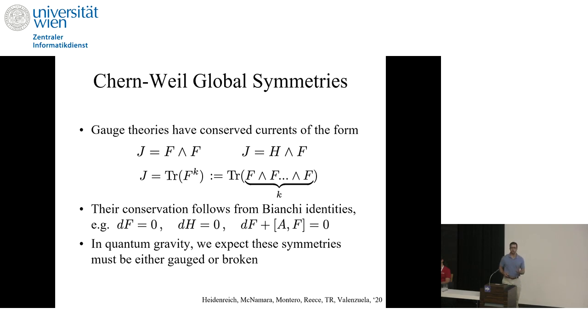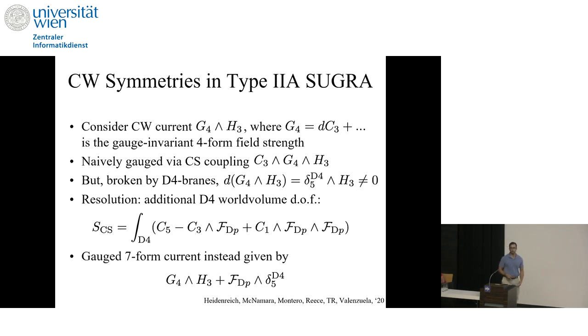Chern-Weil symmetries are characterized by the property that their conserved Noether currents are given by wedge products, or in some cases, in the non-abelian cases, traces of wedge products of field strengths. Their conservation follows from Bianchi identities, and as usual, for global symmetries, we expect that in quantum gravity, they should be either gauged or broken. So an example where we see many of these Chern-Weil symmetries is in type IIA supergravity in 10 dimensions. This theory has a collection of higher form gauge fields, and considering wedge products of these gauge fields, we get a whole collection of Chern-Weil symmetries.